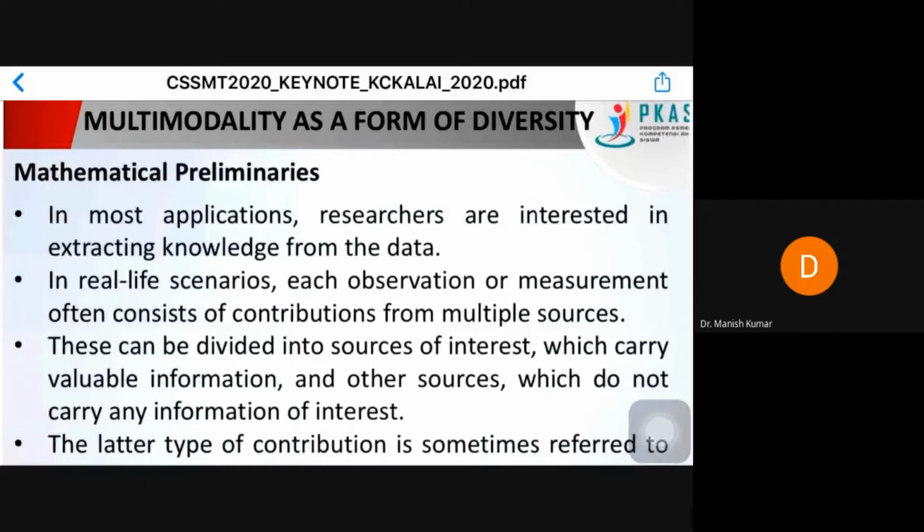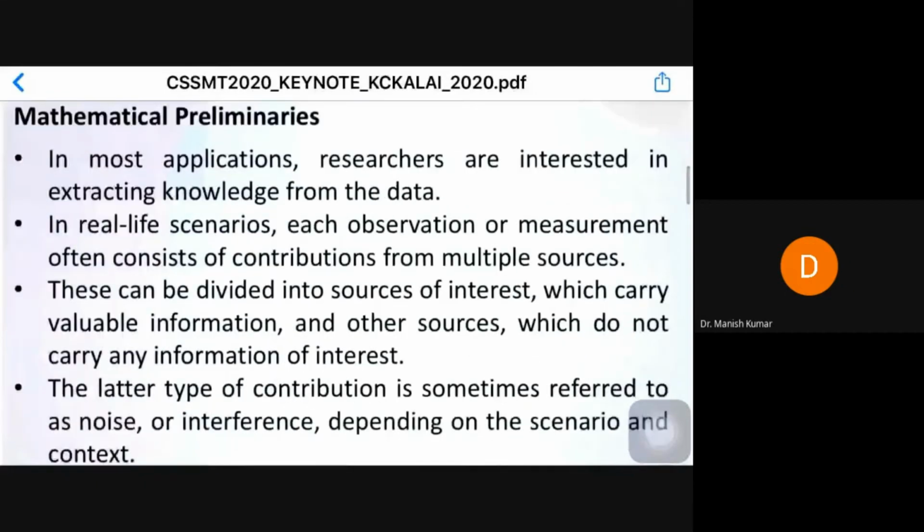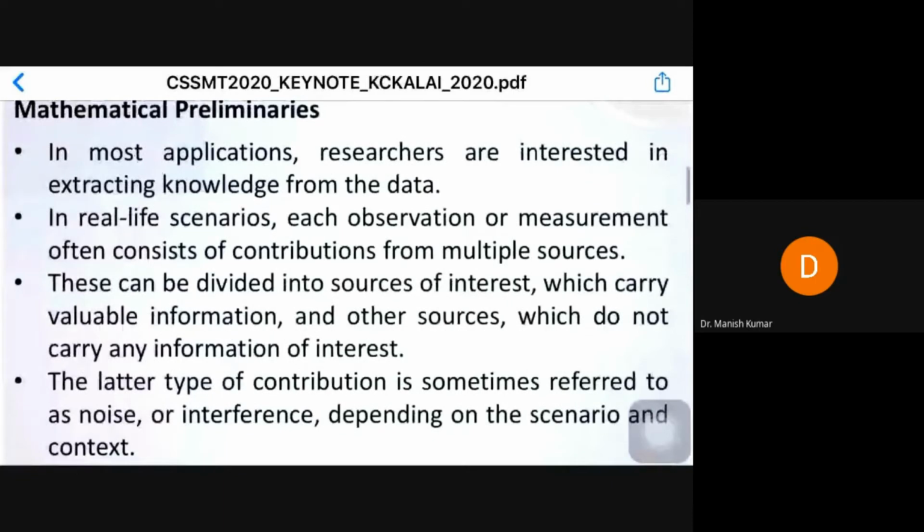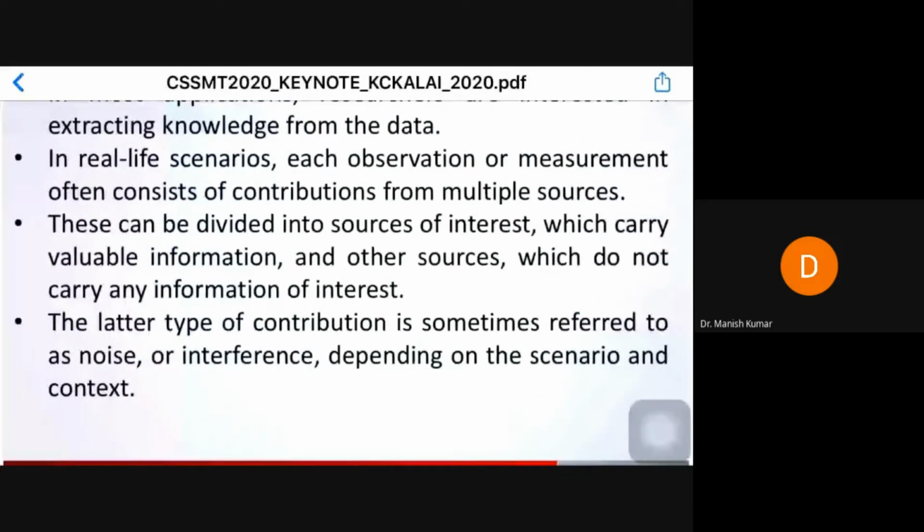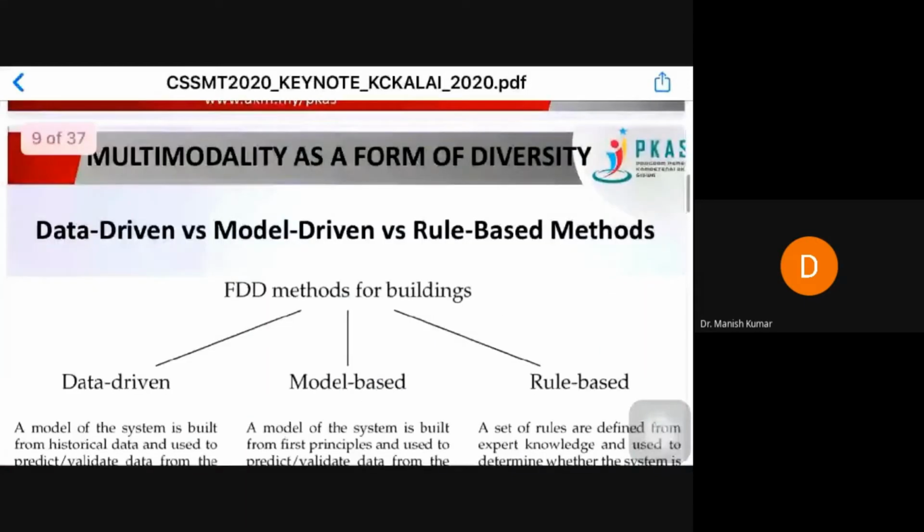In most applications, researchers are interested in extracting knowledge from data. In real life scenarios, each observation or measurement often consists of contributions from multiple sources. These can be divided into sources of interest, which carry valuable information, and other sources which do not carry any information of interest. The latter type of contribution is sometimes referred to as noise or interference, depending on the scenario and the context. So, in a form of diversity, again, data driven.